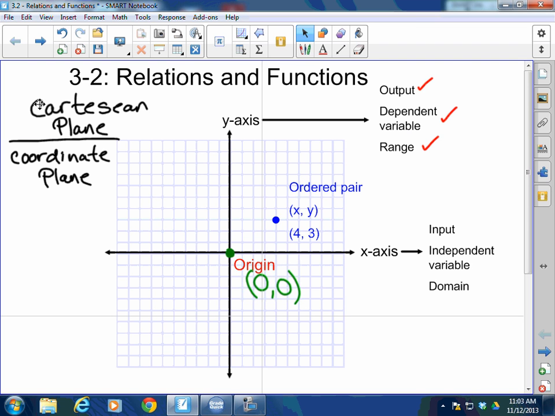You are always going to write the x value first, followed by a comma, and then the y value. So the point that I have here in blue is 4, 3. Why? Because I went 1, 2, 3, 4 on the x, and then I went up 1, 2, 3 on the y. My ordered pairs are in alphabetical order. The x value comes first, then the y value, and it is placed in parentheses. If it is not written in that exact order, it will be marked wrong. That makes sense, everybody, so far.